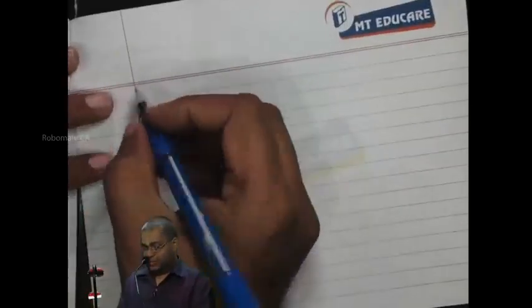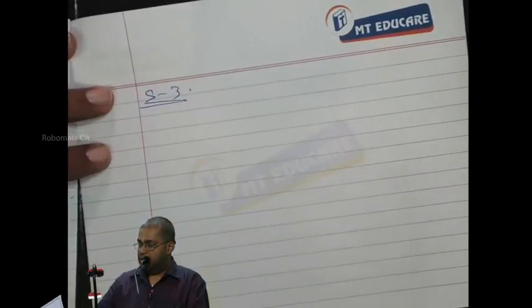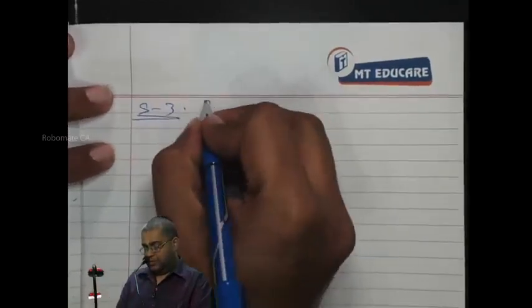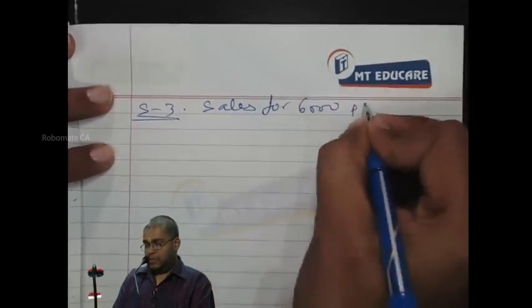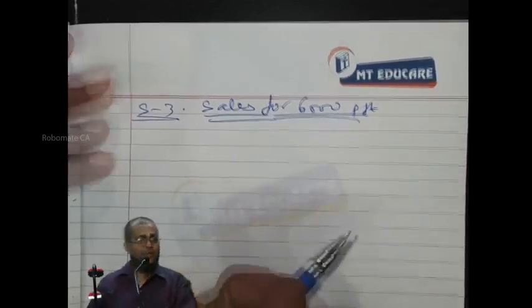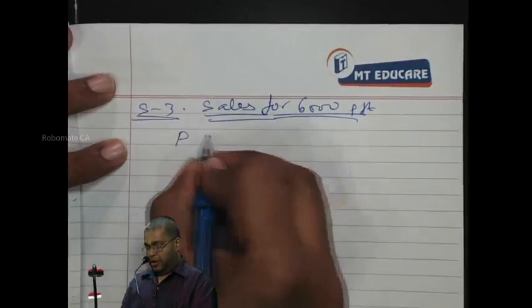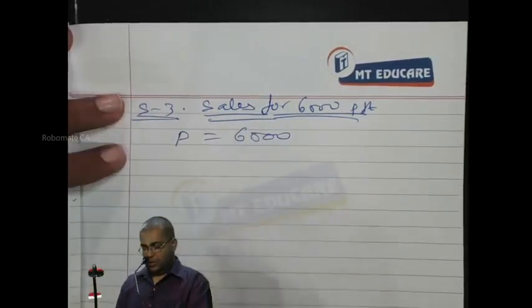Now, next, step 3. What is the question asked here? Sales to earn a profit of 6,000. Write down: sales to earn 6,000 profit. Profit is equal to 6,000.